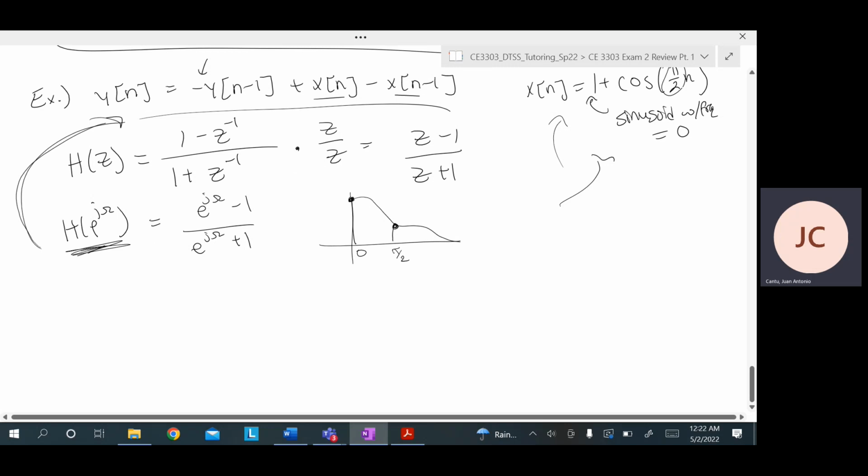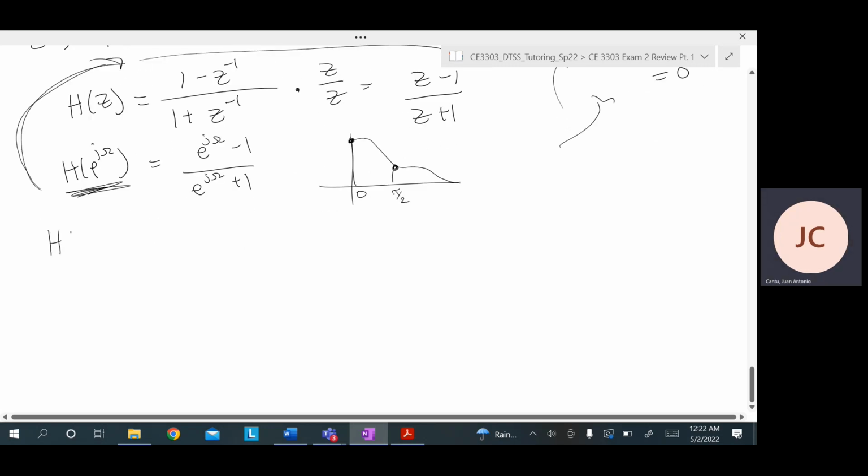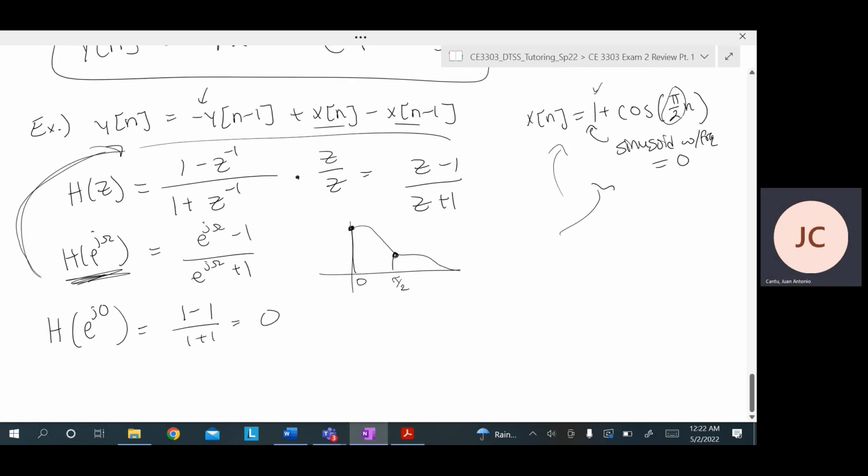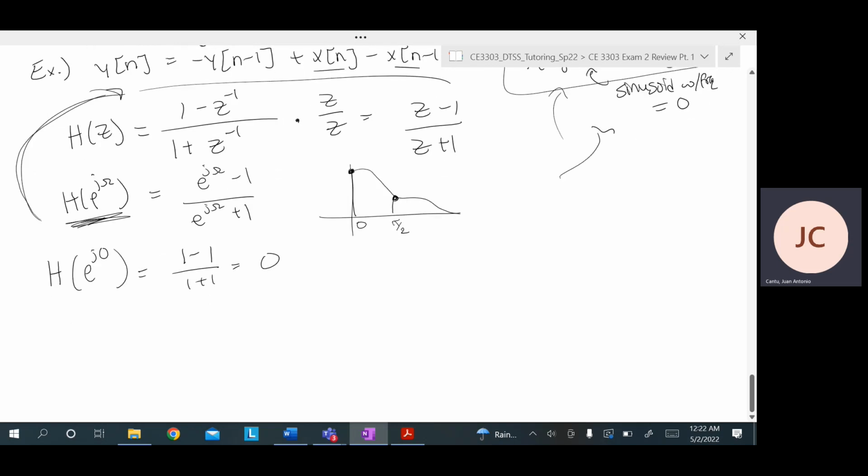So let's figure out what it's doing. So first, let's do the easy one. Let's take h of e to the j 0. Okay? So that's just going to get us, remember, we're just plugging 0 into an exponent. So we're going to get 1. So we get 1 minus 1 over 1 plus 1. Okay? That's, regardless, it's just going to get us 0. So what that tells us is, when we put this input signal into our system, this constant term 1 is going to go away, okay? Because what's happening is, if we just have 0, that means we've got a magnitude of 0, we've got a phase of 0. So we're multiplying that 1 by 0, and it's going to go away on the output side.